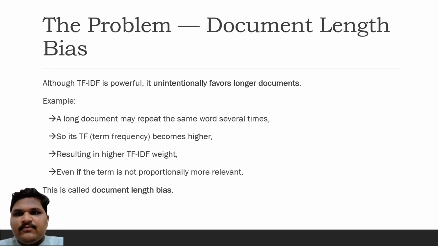So here comes the problem. What is the problem? Document length bias. Although TF-IDF is powerful, it unintentionally favors longer documents. For example, a long document may repeat the same word several times. So if TF, which means term frequency, becomes higher, it results in a higher TF-IDF weight, even if the term is not proportionally more relevant. This is called document length bias.